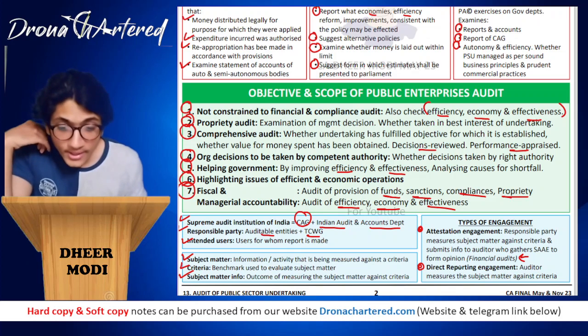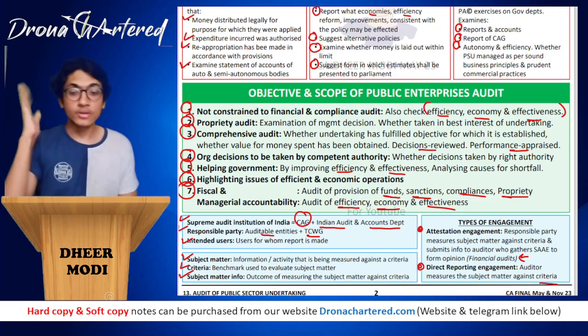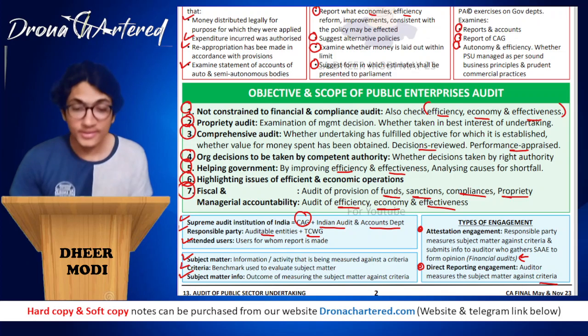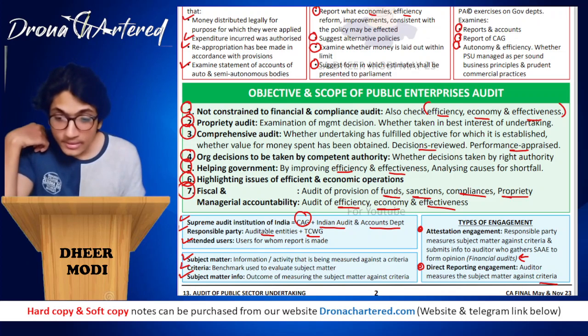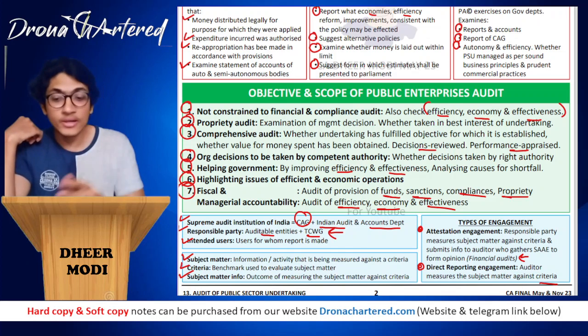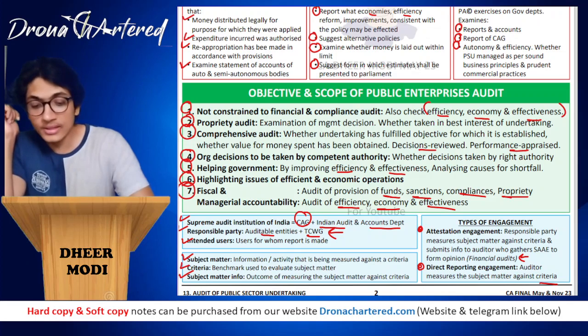Now next is your direct reporting engagement, where the auditor measures the subject matter against the criteria. That is your direct reporting. So in attestation engagement, it is the responsible party who does this. Responsible party is the auditable entity plus your TCWG. Please make sure what words we are using. Therefore, I put it over here itself. Now let's see the keys that we have made.